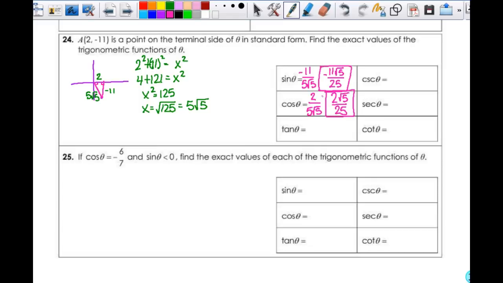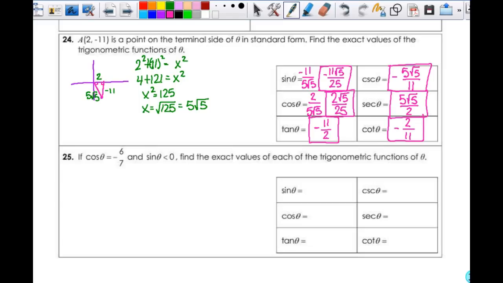My tangent is going to be opposite over adjacent, which is negative 11 over 2. Then my cosecant is the reciprocal of sine. So if I just take the reciprocal here, I'll have negative 5 square root of 5 over 11. Secant is going to be 5 square root of 5 over 2. And then cotangent is going to be negative 2 over 11.